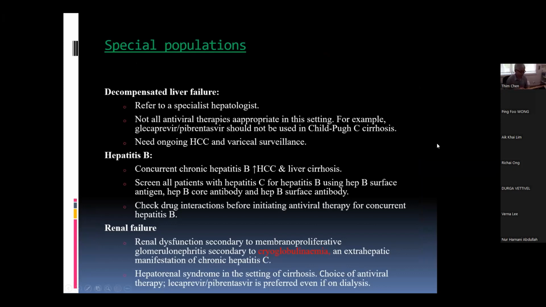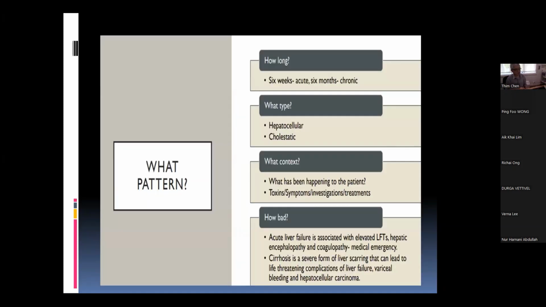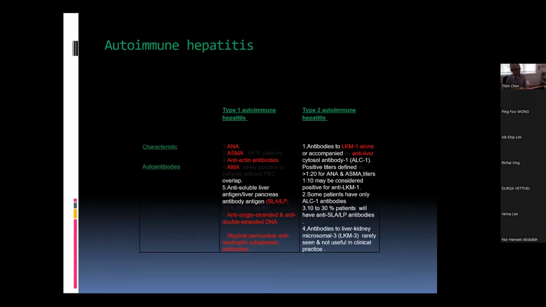Together, if they have a concurrent Hep B infection, you refer. So this is the problem with Australia. There are nearly 6 million people in Australia with chronic liver disease, and it's going to increase to 8 million in 2030. So basically, these are the slides, repetition of the slides.